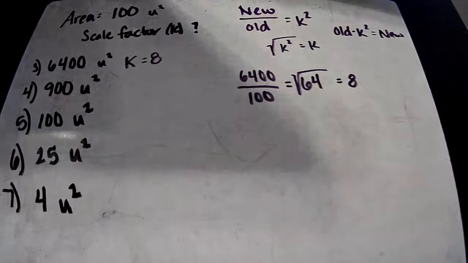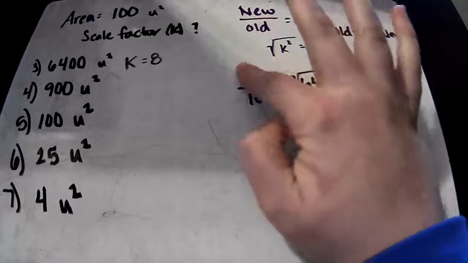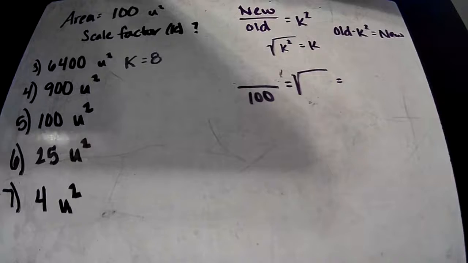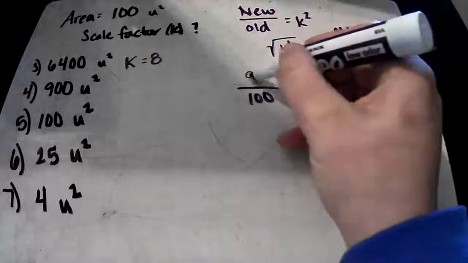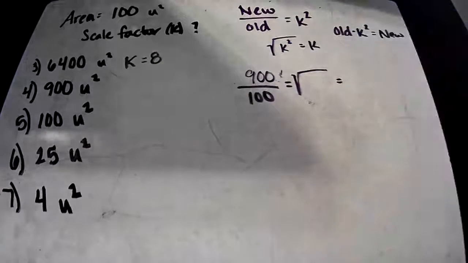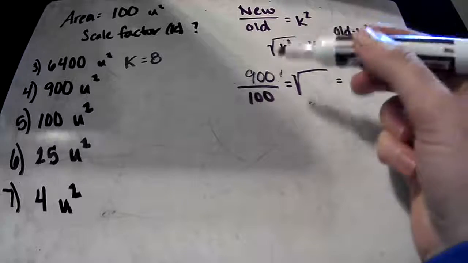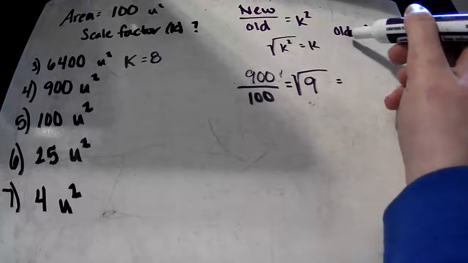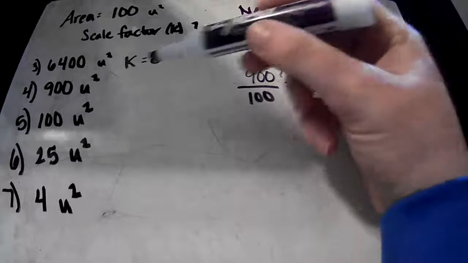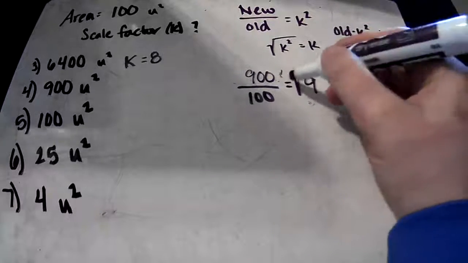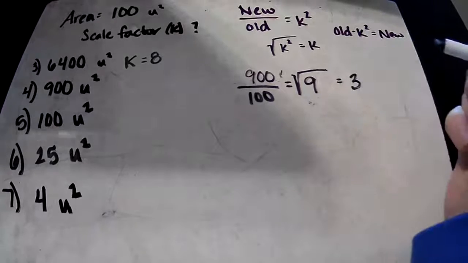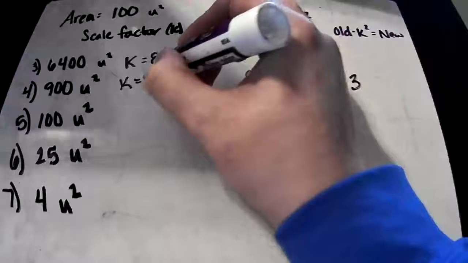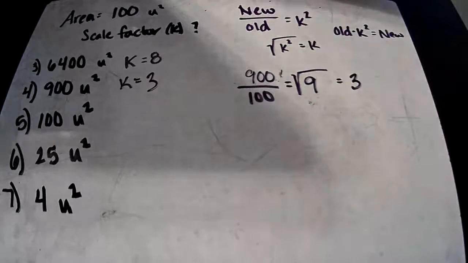Number 4, we're going to work the same way. It says that we have a new area of 900 square units. Our original area was still 100 square units, so 900 divided by 100 gives me 9. So I multiplied my original area by 9 to get 900 square units. We take the square root of 9 and get 3 for our scale factor. So on number 4, we should have a scale factor of 3.